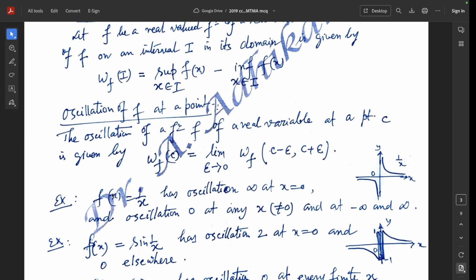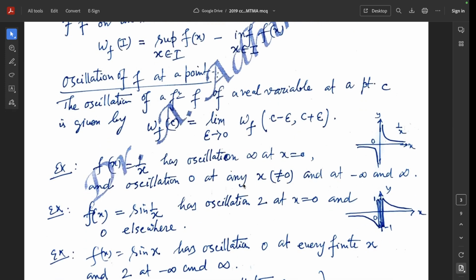So for example, f(x) = 1/x for this graph has oscillation infinity at x equal to 0. This is plus infinity when x tends to 0 from the right, and minus infinity from the left. So the oscillation is infinity. And the oscillation is 0 at any other x, because on R minus 0, the function 1/x is continuous everywhere except the point 0. So the oscillation is 0.